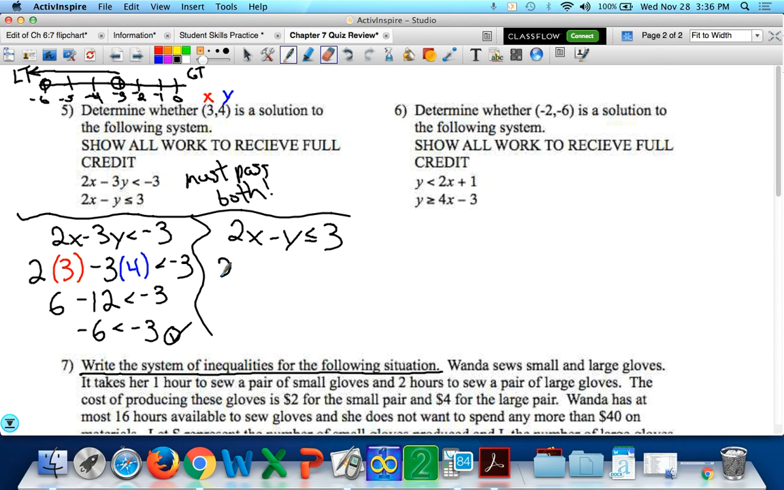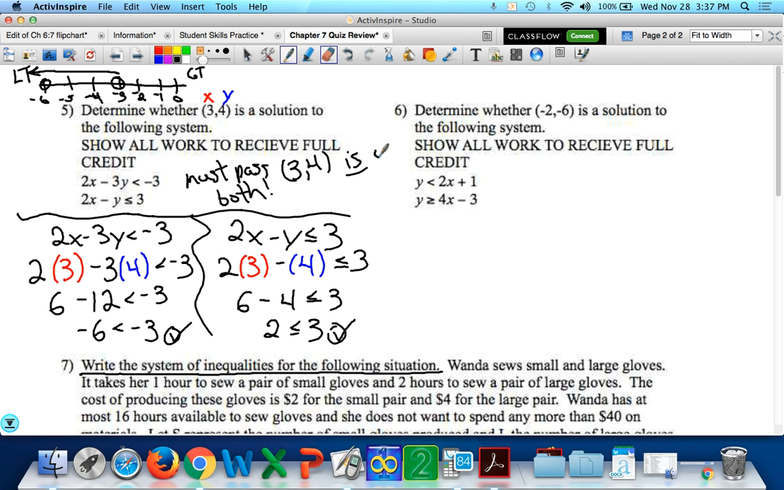Same song, second verse, 2, but instead of x, we're replacing that with our 3, minus y, which we're replacing with the value 4, is less than or equal to 3. Well, this would be 6 minus 4 is less than or equal to 3. 2 is less than or equal to 3, and that checks out. So your final answer is 3, 4 is a solution. Not the solution. That's a distinction that you need to make. It is a solution. There are tons of them. Think about whenever we were graphing these and we had the double shaded regions up here, okay?